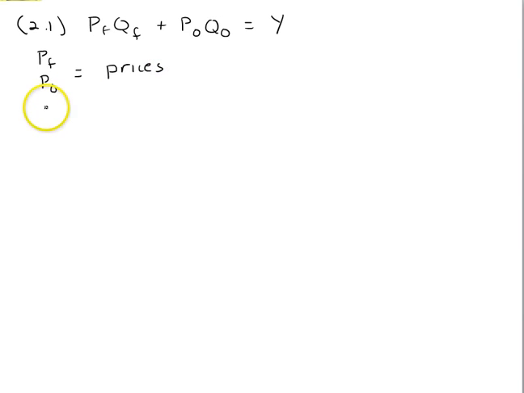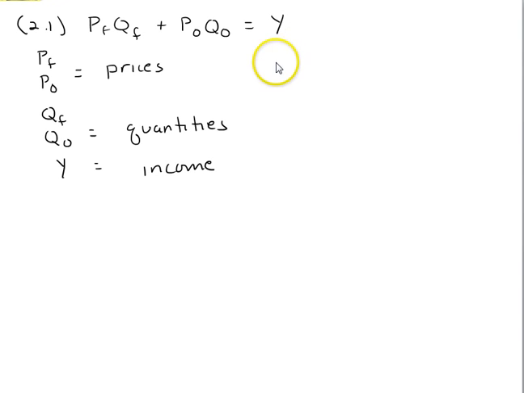Equation 2.1 in your textbook says that the price of food times the quantity of food plus the price of everything else times the quantity of everything else exhausts a family's income. Definition: PF and PO are prices. QF and QO are quantities. And Y is income. We are going to use these variable names throughout the semester, so it behooves you to understand what they are from the beginning.